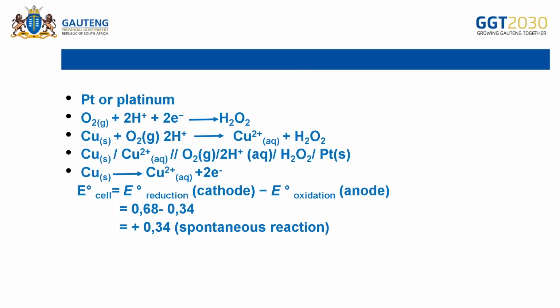So you make use of your oxidation and your reduction. So let's go and check the solution. What is expected from a grade 12 learner is for you to say Cu, then Cu2+ with the salt bridge there, and then we have O2 with hydrogen gas together with the peroxide.